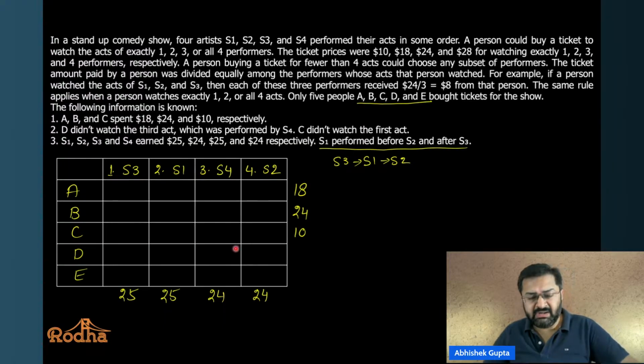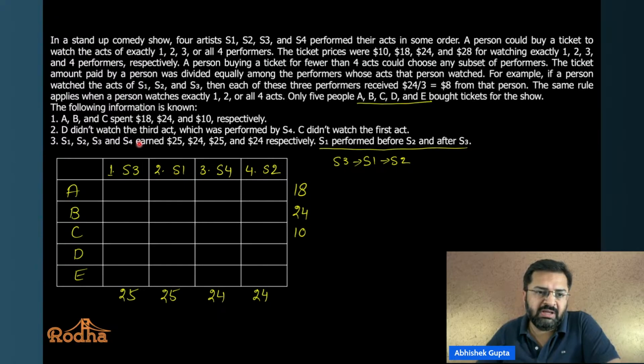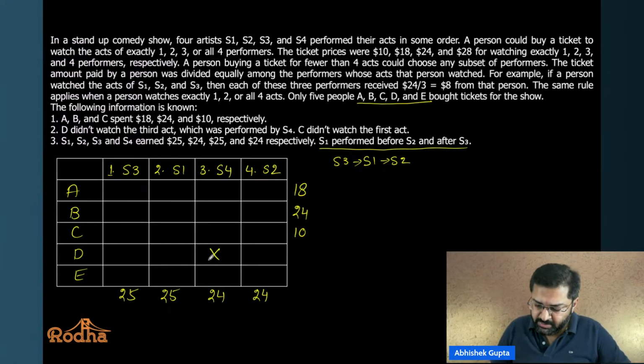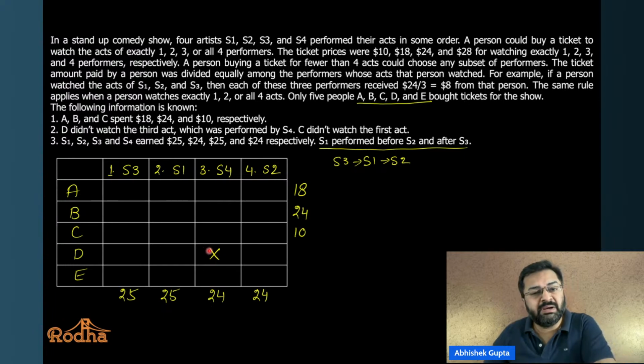So what have I done till now? Apart from deducing this order, I have put everything that was mentioned here in this table. So now we have made use of this. We have made use of this. And this is left. What does this say? D didn't watch the third act. Now, the third act is performed by S4. So can I put a cross here? What this tells me is that I don't know what D spent, but D did not spend on watching S4. Right? D did not watch the third act.